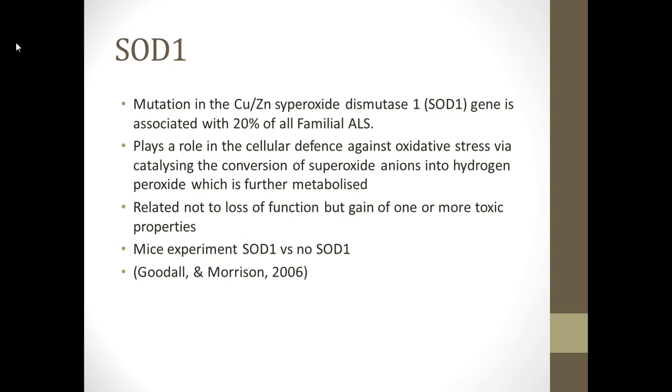There's an experiment on mice to manipulate the SOD1 mutation and look at the effect that had on ALS. They had two sets of mice. One had the SOD1 gene knocked out altogether, and the other was a transgenic mouse with an overexpressed mutated SOD1 protein. The mice with the SOD1 gene knocked out didn't develop ALS. However, the transgenic mice with an overexpressed mutated SOD1 protein developed adult-onset progressive motor neuropathy, which had a phenotype similar to ALS in humans.